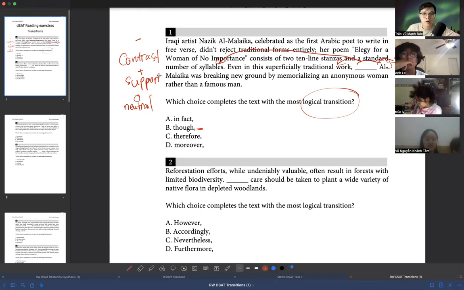So how are you going to do this? You just read the before and after, and in this case, you have the comma. Just use common sense, and I guess this is the sentence in question. Even in this superficially traditional work, meaning this is traditional, but she was breaking new ground. So this is essentially contradicting, a contrasting relationship. So in fact, therefore, moreover are all supporting relationships and will be wrong. So though will be the only contrasting relationship. So though.